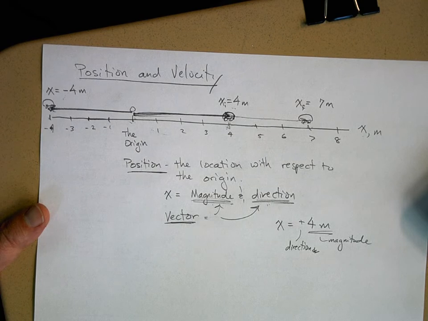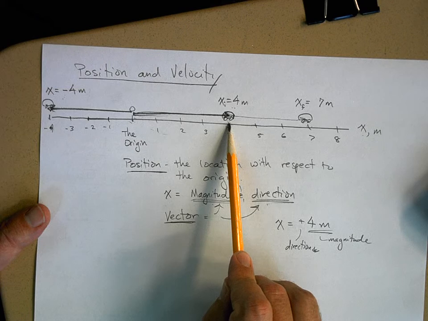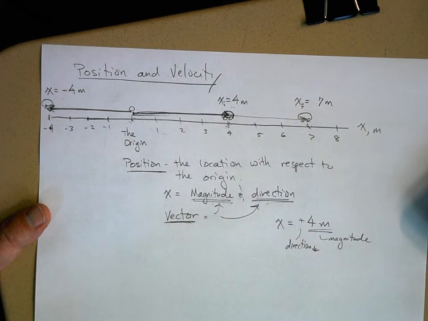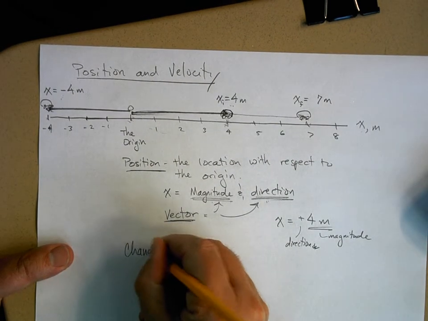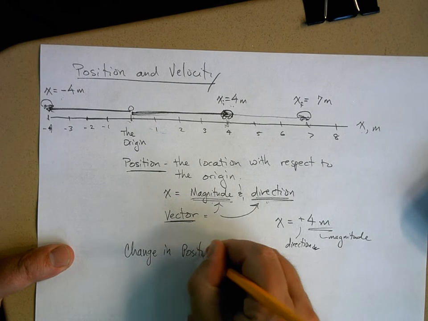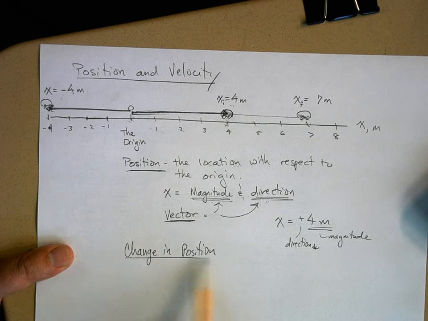3 meters. And how did you get 3 meters? Well, start at 4. One way to do it is just to count, right? 1, 2, 3 meters to the right. So that's a change in position.